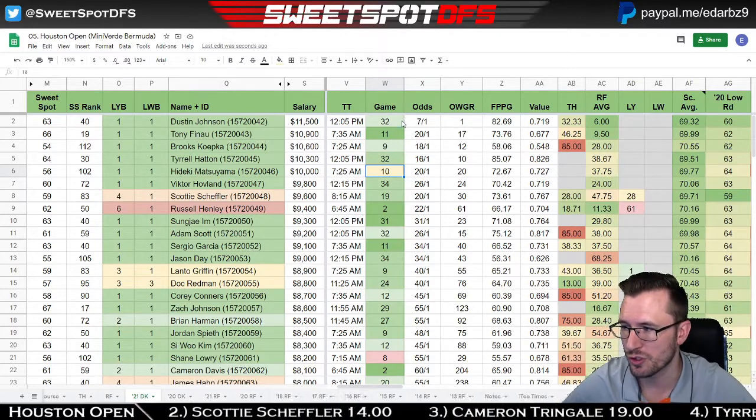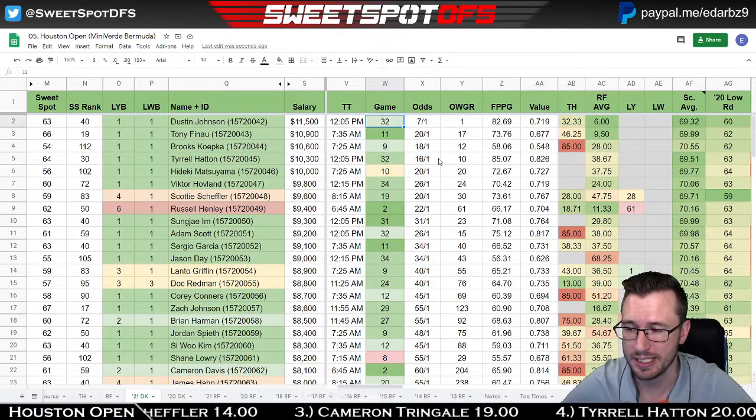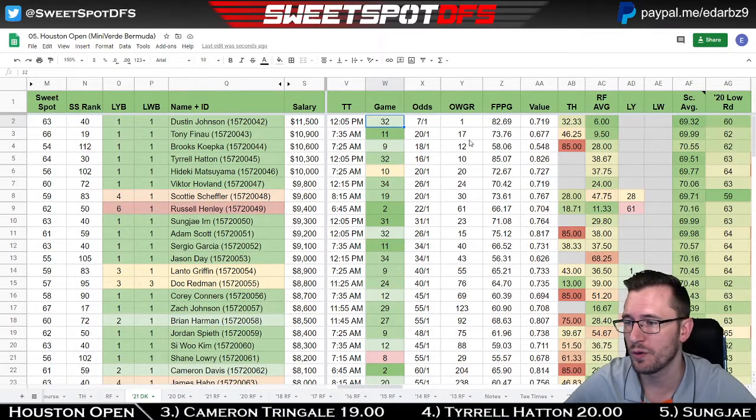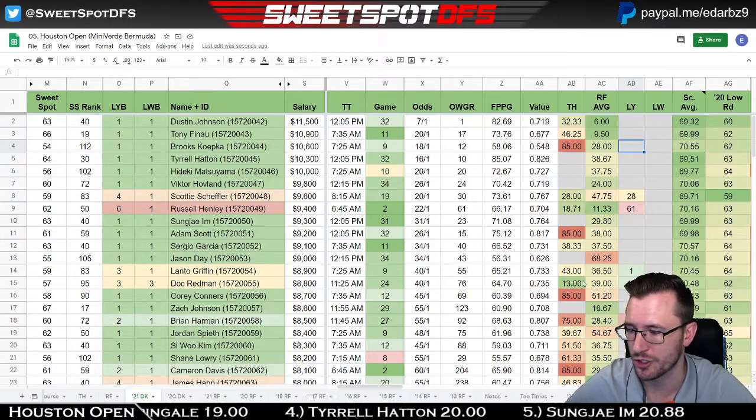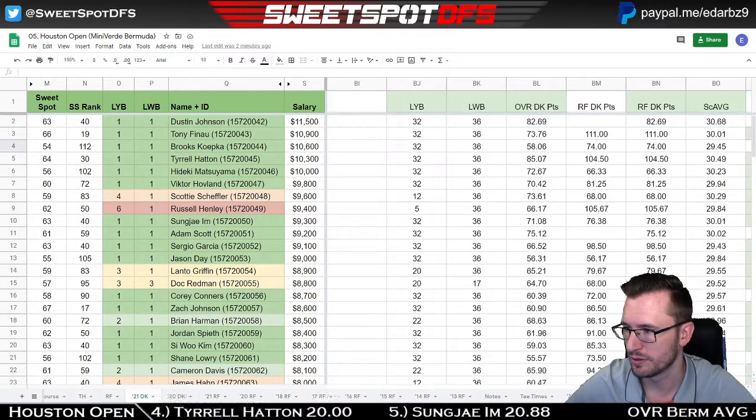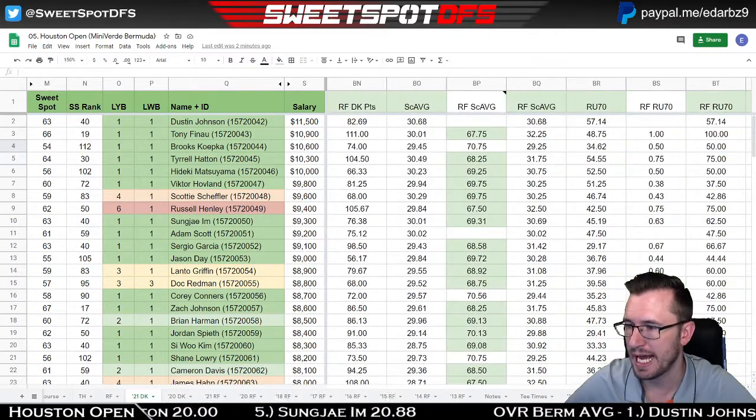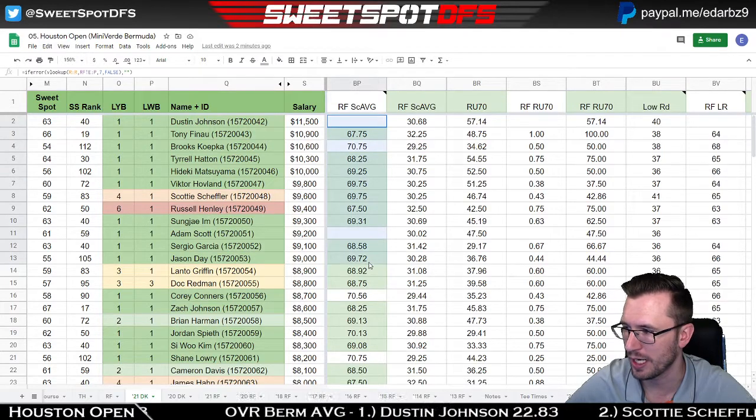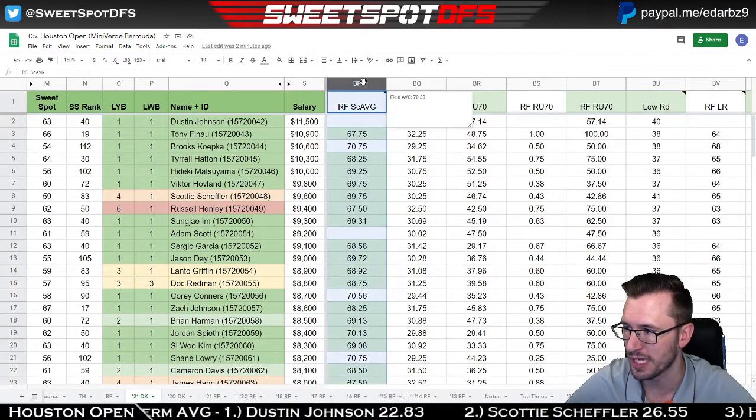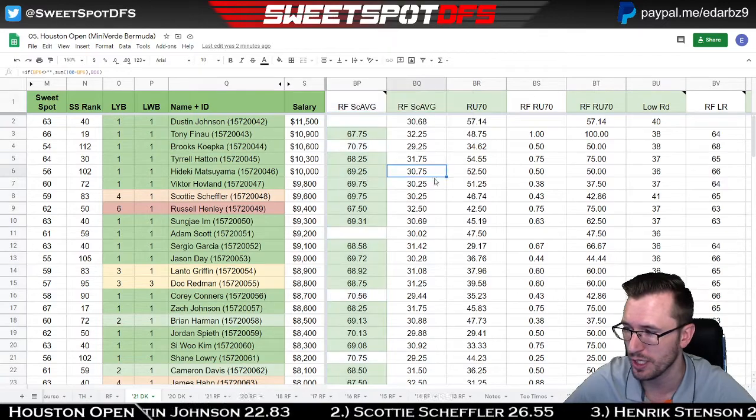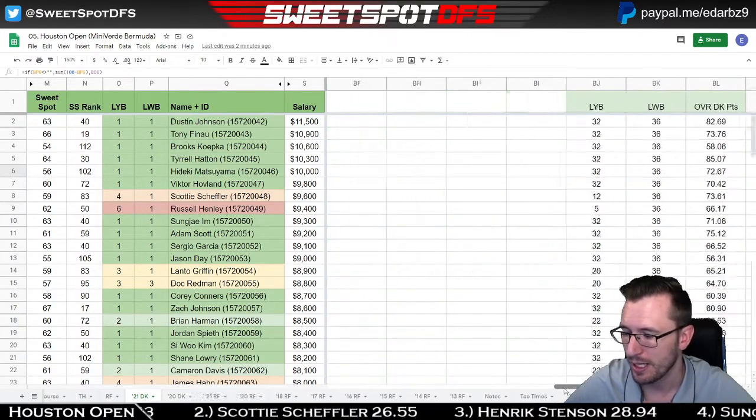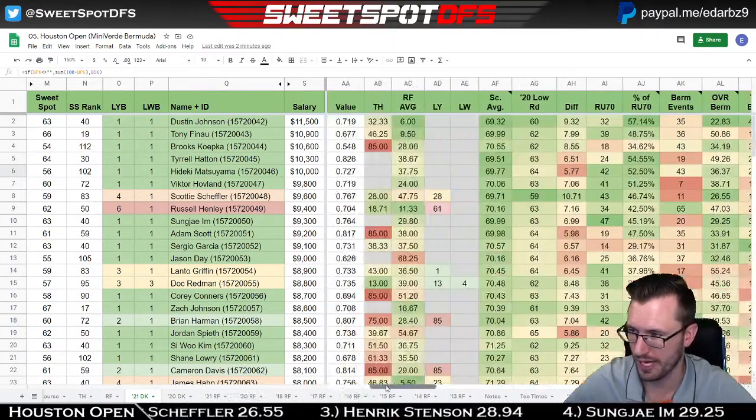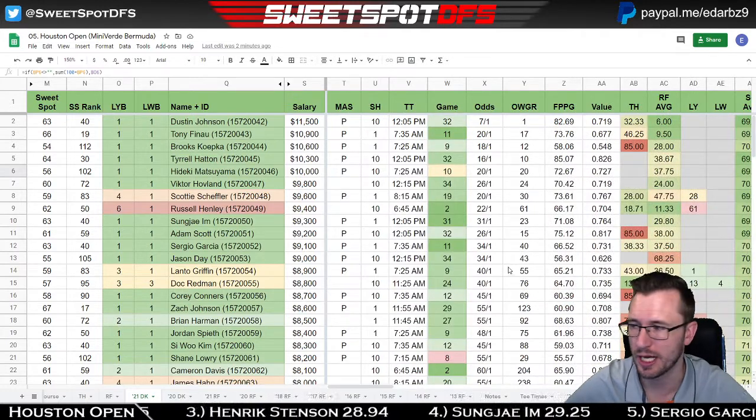Light green means 3. And I did it a little different this year. So not only did I look at scoring average, I also looked at recent form scoring average. So I put that right here, and anything that was below field average there, which is 70.33, I highlighted green. And with all of that, I know I might have lost some of you guys.